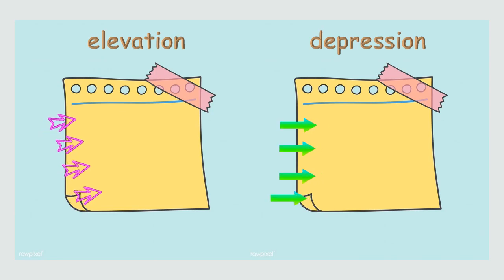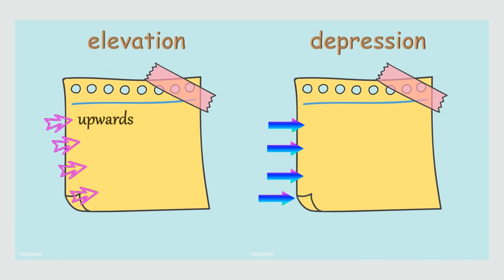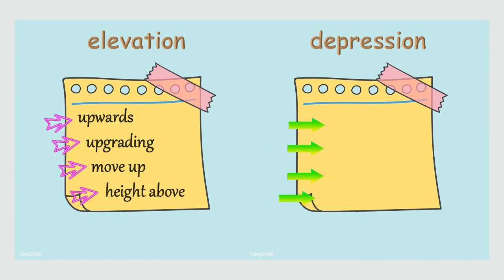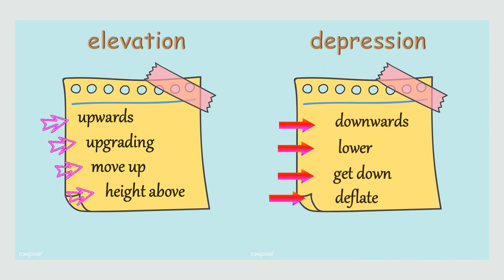Here, I am providing you some synonymous words for elevation and depression so that you can easily remember and differentiate angle of elevation from angle of depression. For the word elevation, we have upwards, upgrading, move up, and the height above. And for the word depression, we have downwards, lower, get down, and deflate. But of course, I'll be providing you the mathematical definition for angle of elevation and angle of depression.